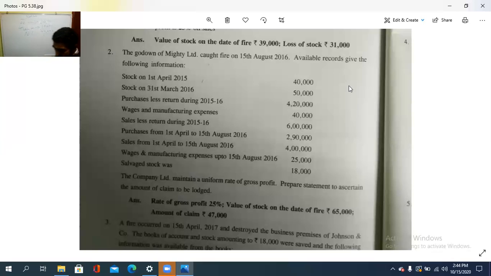So this is the case with regard to the calculation of an insurance claim. We need to prepare the memorandum trading account by calculating the balancing figure as the closing stock, and from that we deduct the salvage value from the gross value, the value of the stock at the date of the fire. Then we get the amount of claim to be lodged, and compare it with the insurance policy amount. Then only do we apply the average clause or not. Average clause is equal to loss of stock by fire into insurance policy, divided by value of the average stock. That is the case with regard to the average clause.